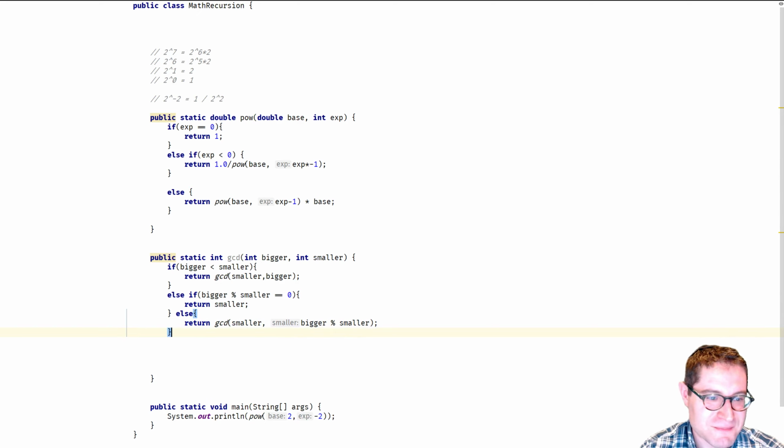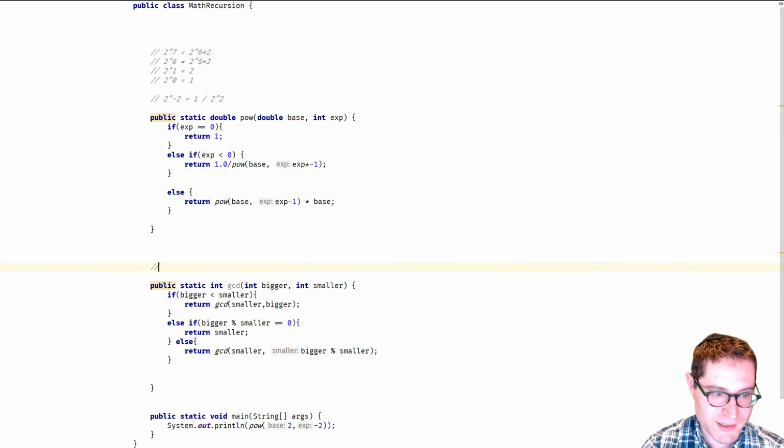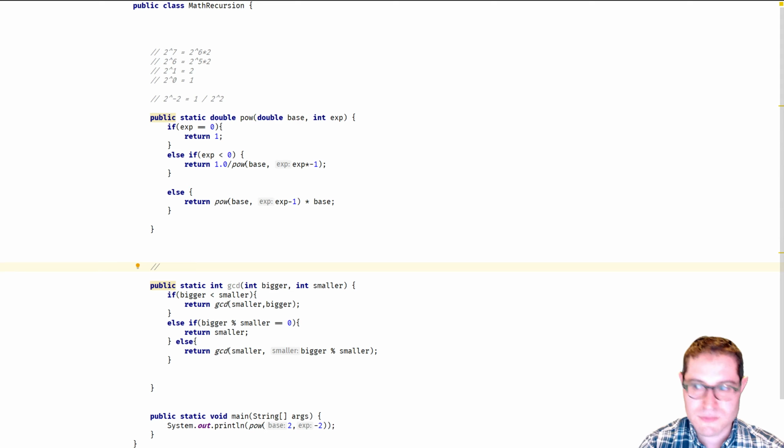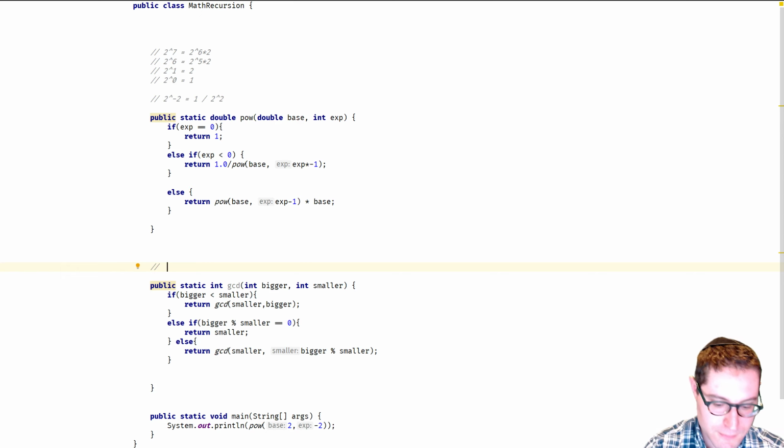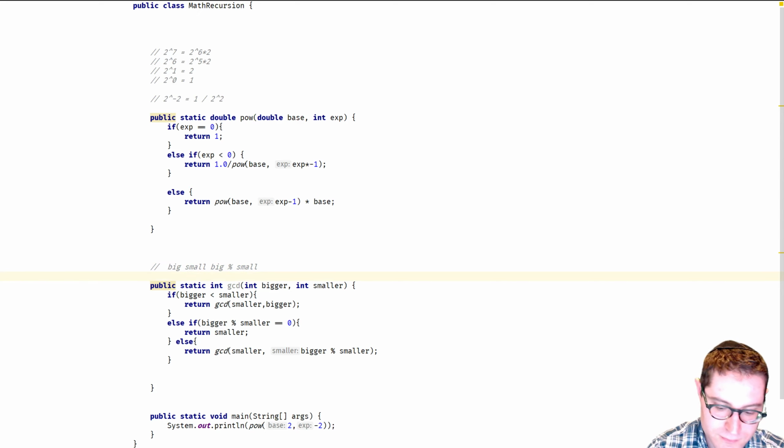Okay, so how does this work? Well, let's take a look at some examples. What's a good one? Let's do that 36. And I'm just going to go big, small, and big mod small, because notice that we use that a lot. Big, small, big mod small.